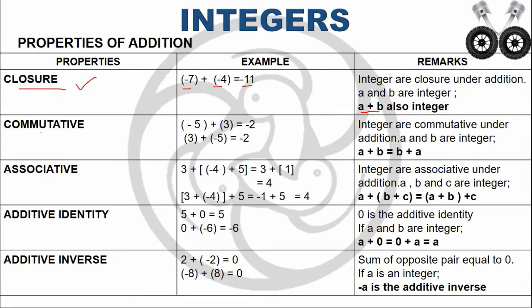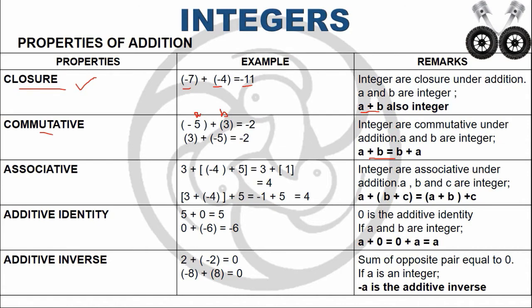What is the second property? Commutative. If a and b are integers, then a plus b equals b plus a. That is, whenever I interchange the integer values and add, I will get the same answer. We will check whether the condition is satisfied or not. So here a is minus 5 and b is 3. So I am going to add these two integers.